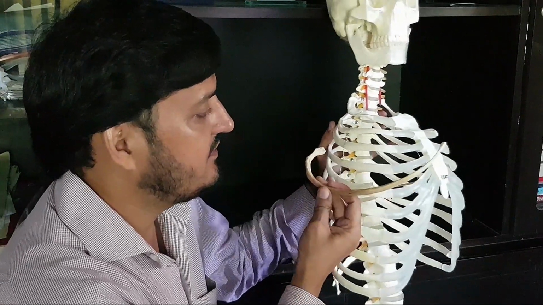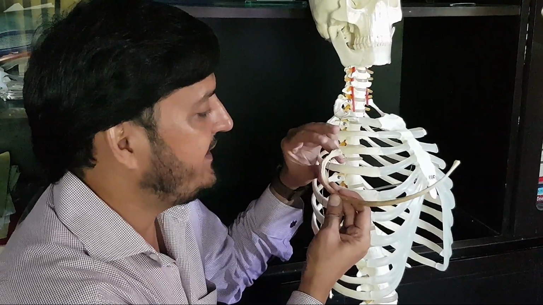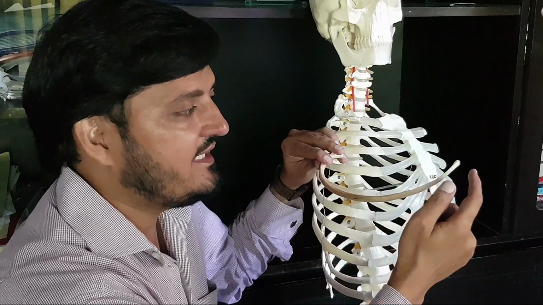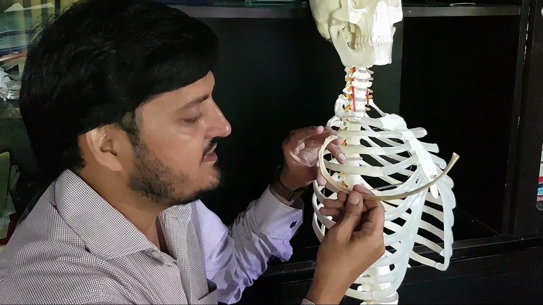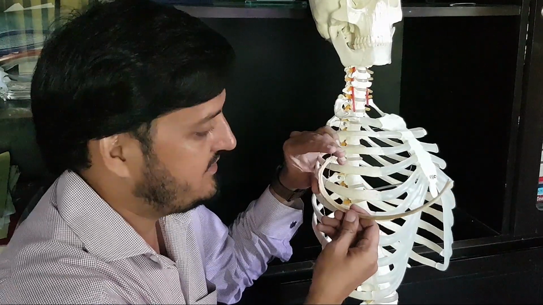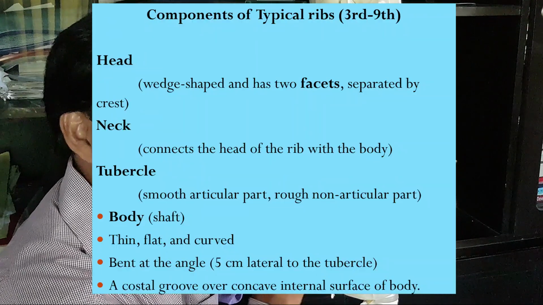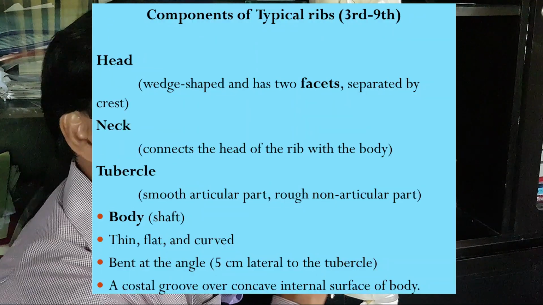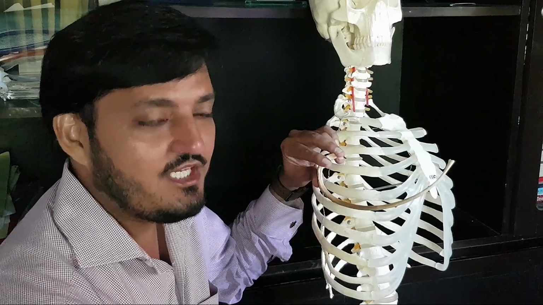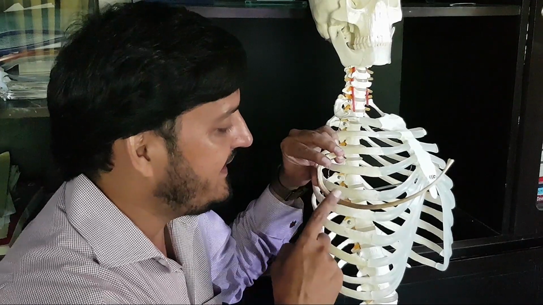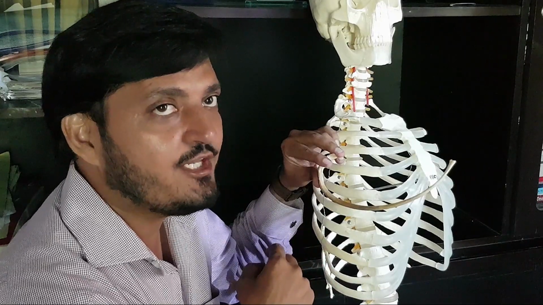It has a vertebral end over the back, then it has a body, and then it has the sternal end over the front. This is a typical rib. It has certain specific properties. I will explain shortly what those specific properties are for being a typical rib. If a rib doesn't have these typical properties, then that rib will be labeled as the atypical rib.